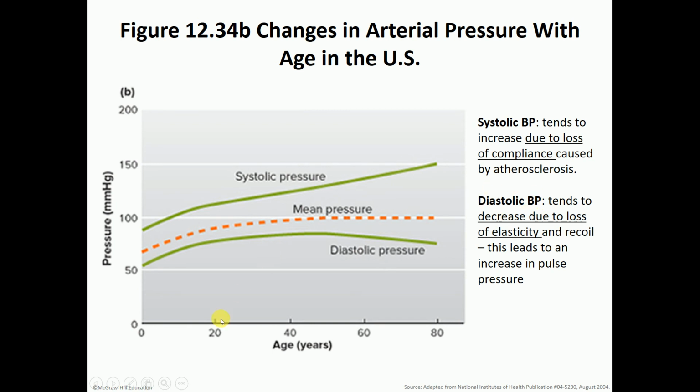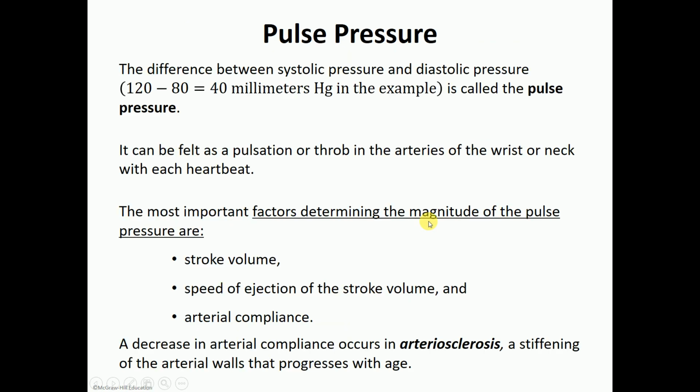So you see here when we plot age against blood pressure, we see that as we age, our systolic pressure goes up, again, due to loss of compliance developed due to atherosclerosis, and our diastolic pressure tends to go down due to loss of that elastic recoil. Now, this increases the difference between systolic and diastolic pressure, which is the definition of our pulse pressure, which takes us to pulse pressure. So pulse pressure, again, is the difference between your systolic and diastolic pressures.